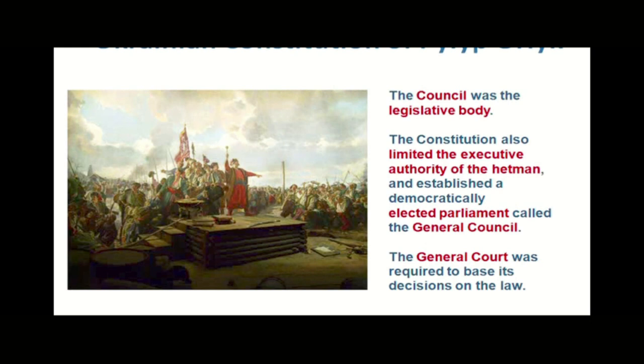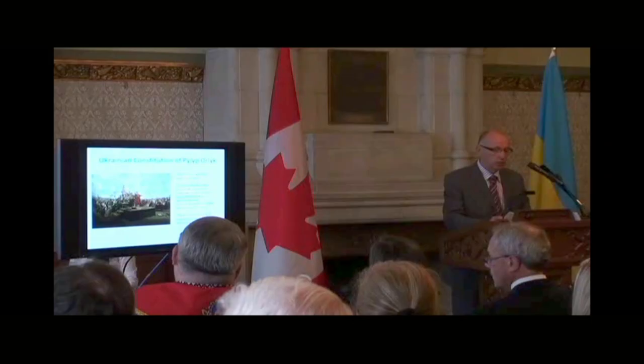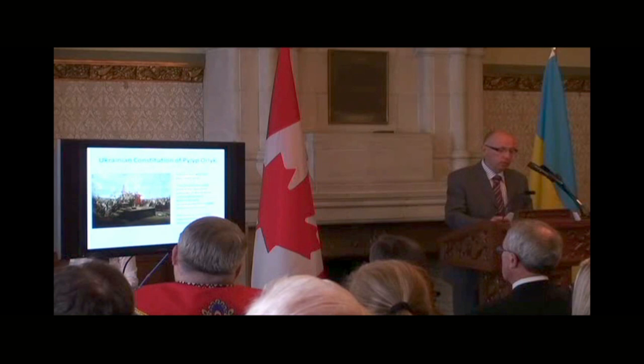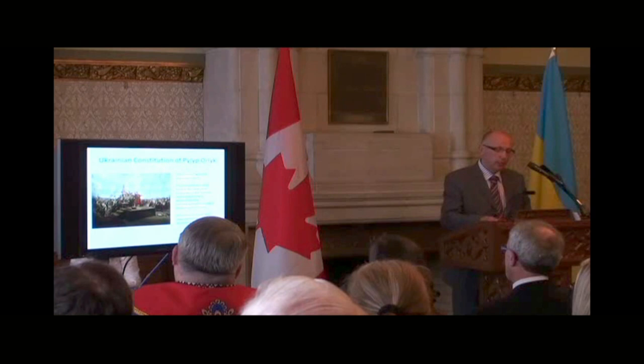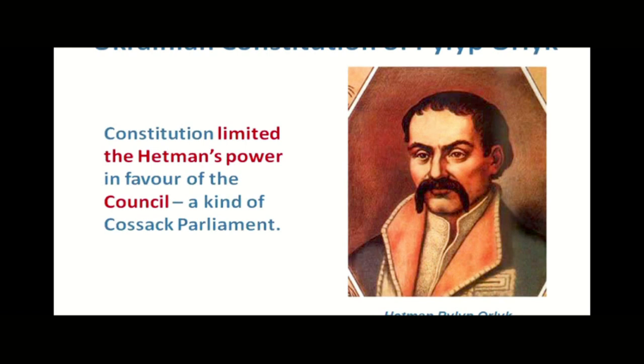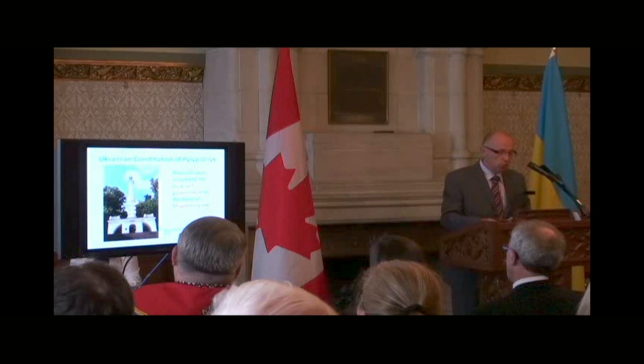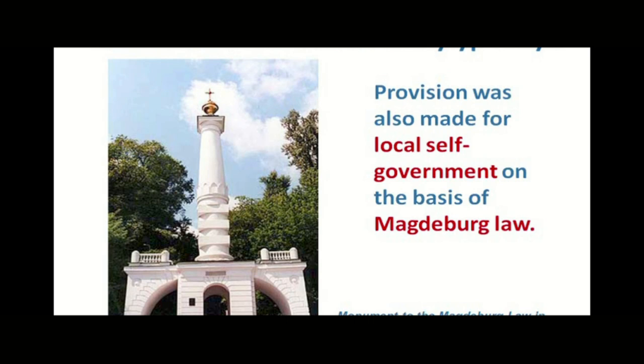The document determined the territory of Ukraine, the rights of all groups of Ukrainian population, and independent position of Zaporizhzhia Siege. The distinctive feature of the Orlyk Constitution is that it points out the limiting of Hetman's power in favor of the Council, a kind of Cossack parliament. There was also made provision for local self-government on the basis of international Magdeburg law. This fact makes the Constitution one of the most democratic among all other state decrees of those days.